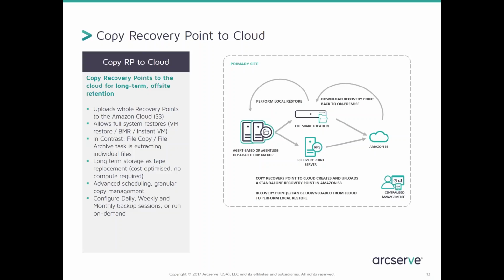With UDP 6.5, we've also now added the ability to send a copy of that recovery point to Amazon S3. We can configure this so that the copy recovery point is done automatically for particular backups and then sent into S3, or we can perform a manual upload of a recovery point into Amazon S3. Essentially, what this lets you do is keep those standalone backups in cloud on a more cost-effective storage tier in the cloud, being object store. If you then need to do a restore, you can download the recovery point and do a local restore as you would normally.